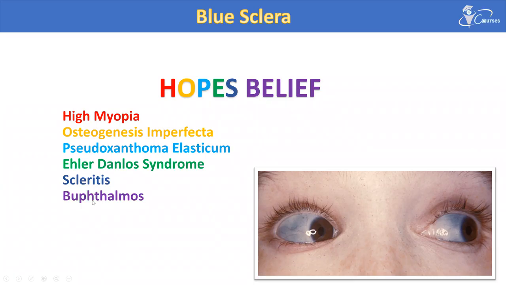Then B for buphthalmos. So we only take this letter B from the mnemonic, B for buphthalmos. These diseases will usually cause stretch of the eye, enlargement of the eye, as in high myopia. Osteogenesis imperfecta and pseudoxanthoma elasticum have abnormal collagen of the sclera or stretch of the eye. So they will cause exposure of the underlying choroid, leading to the appearance of a bluish color. So these are the causes of blue sclera.